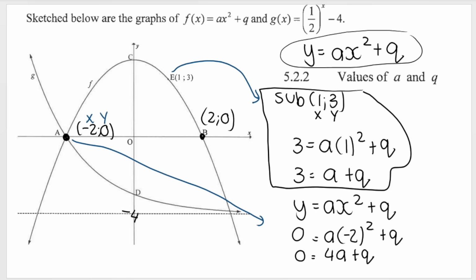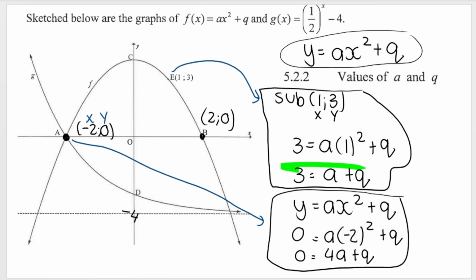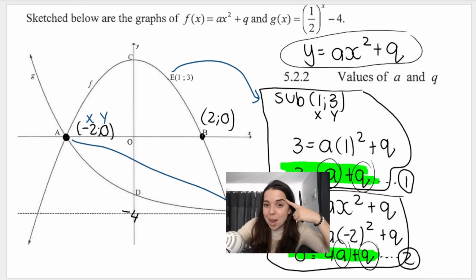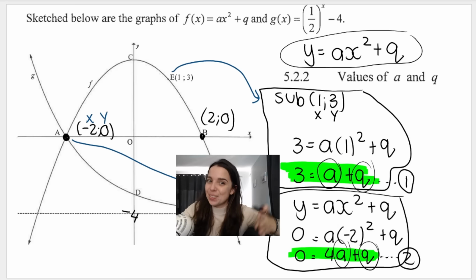I hope you are seeing what I am seeing, because what I have at the moment now are two equations over here. 3 equals A plus Q, and then we can actually rearrange this one further, but I've got 0 equals 4A plus Q. I have two equations. This one can be called number 1. I hope you see where I'm going with this. This one can be called number 2. We have two unknowns, A and Q. So please, grade 10s, I hope you're thinking what I'm thinking, and what I'm thinking is simultaneous.